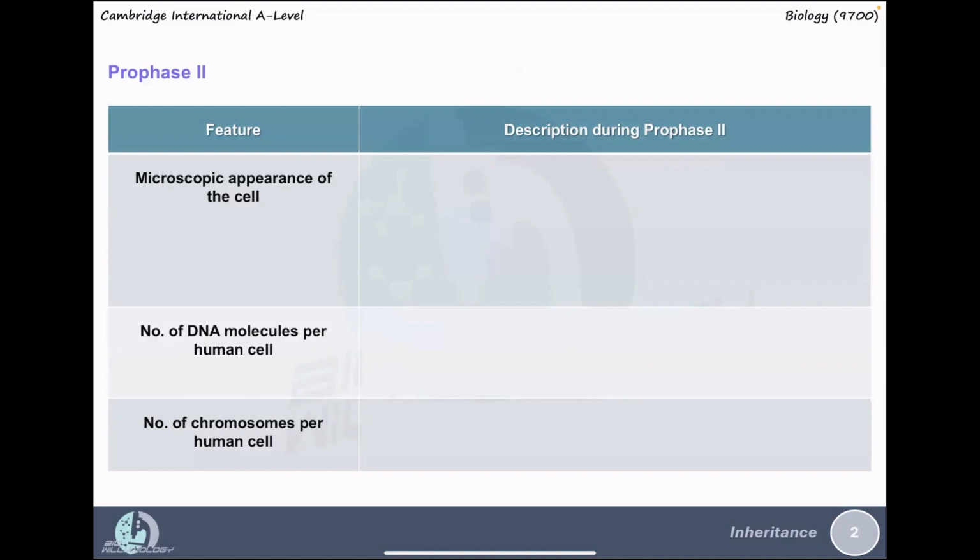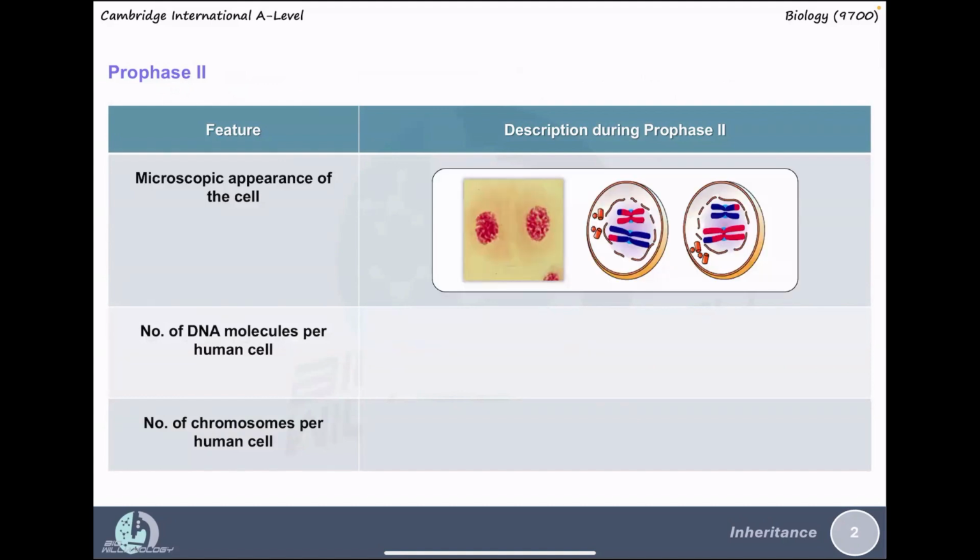So let us start with prophase 2. In the cells of prophase 2, we can see that the chromatin starts to condense to form chromosomes, and the pair of centrosomes start to separate and move toward the opposite poles, the nucleolus disappears, and the nuclear envelope disintegrates. So this is very similar to the prophase during mitosis.